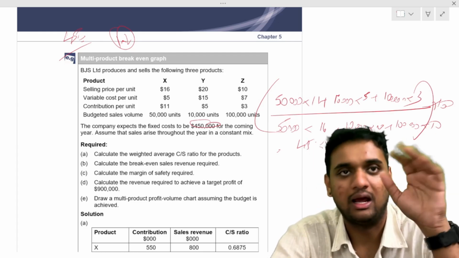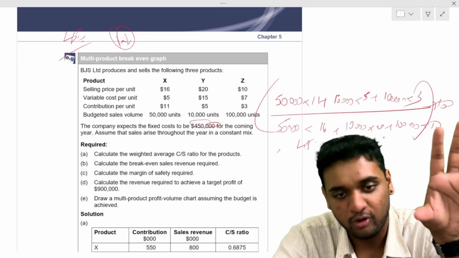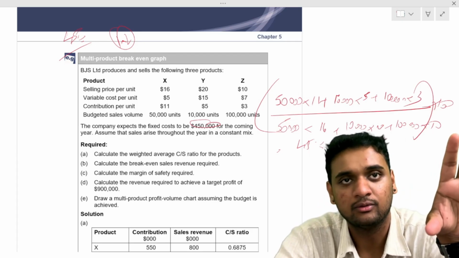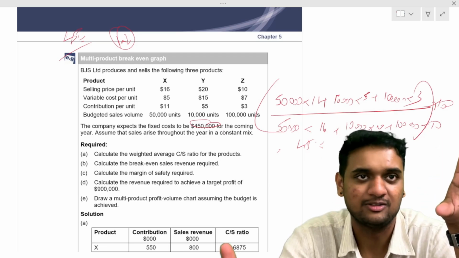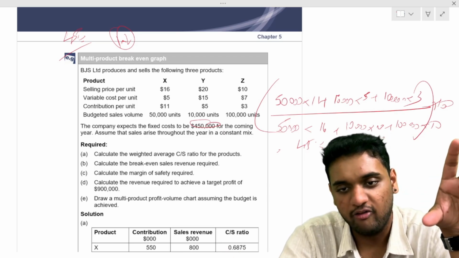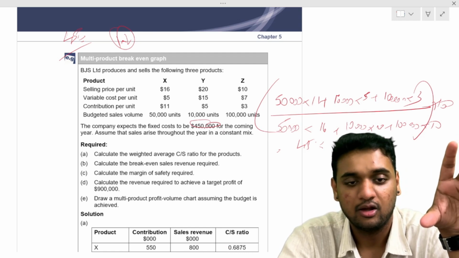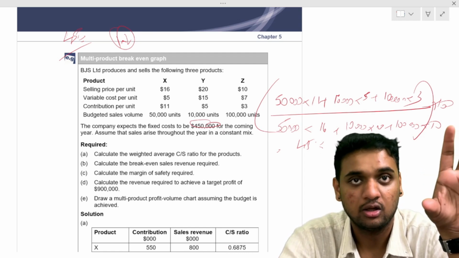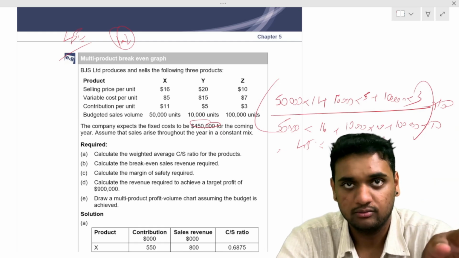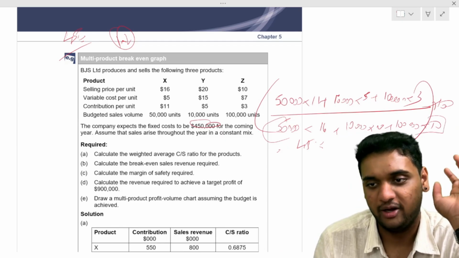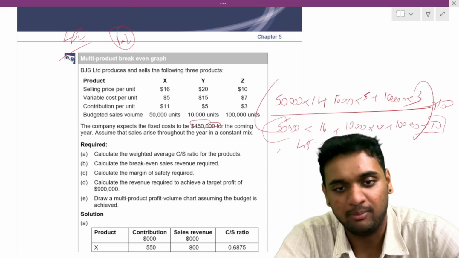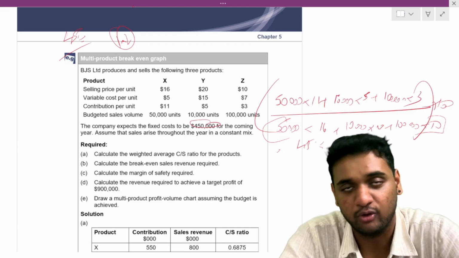We will find the margin of safety amount and percentage, both. Before that, how do you find margin of safety? Total units minus break-even point units, or total sales minus break-even point sales. Do we have break-even sales? Do we have total sales? We have to find it. The denominator we found now is the total sales: 50,000 into 16 plus 10,000 into 20 plus 1 lakh into 10. If you do that, you will get the total sales.